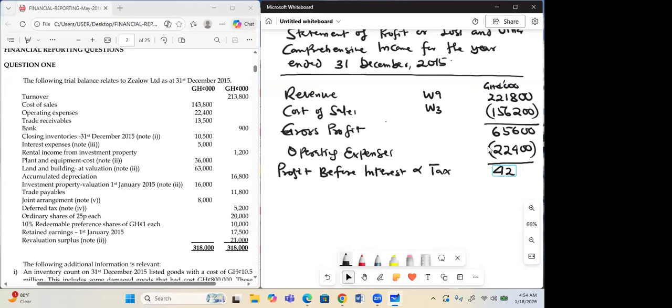Oh, my brother, adding simple figures. You are an accountant too. If you do this, yeah, 43,200.